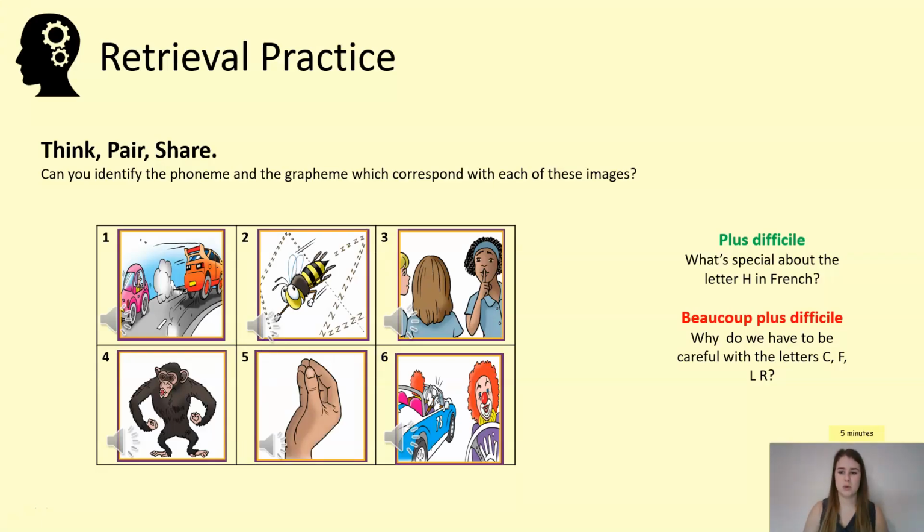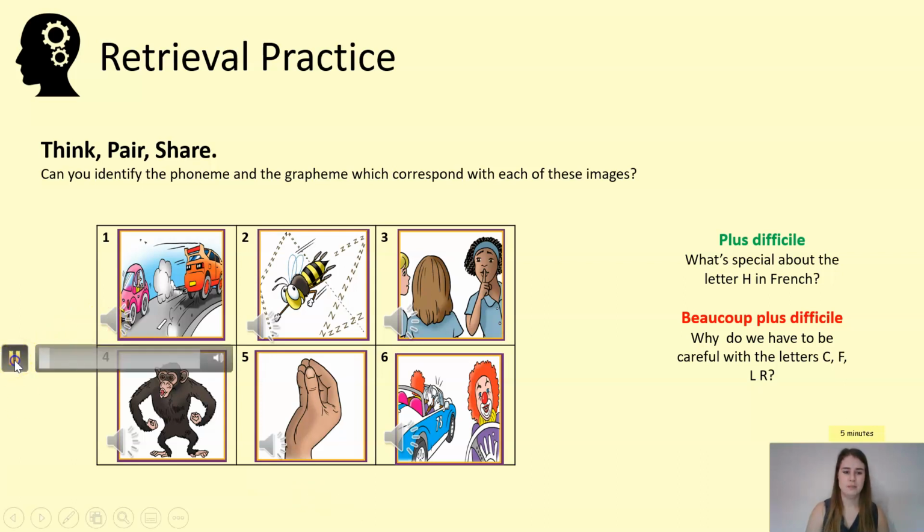So what I would like to do is pause the video. Can you remember what the sounds are for each of these pictures? And can you remember the phoneme or the grapheme that matches, so the little group of letters or the individual letter that matches the sounds? So pause the video and see if you can jot down from numbers 1 to 6 what the written sounds are.